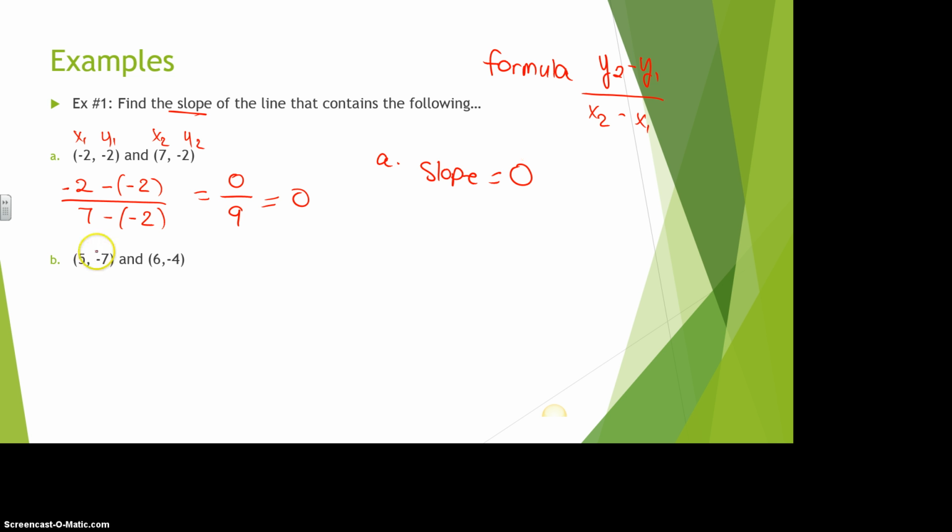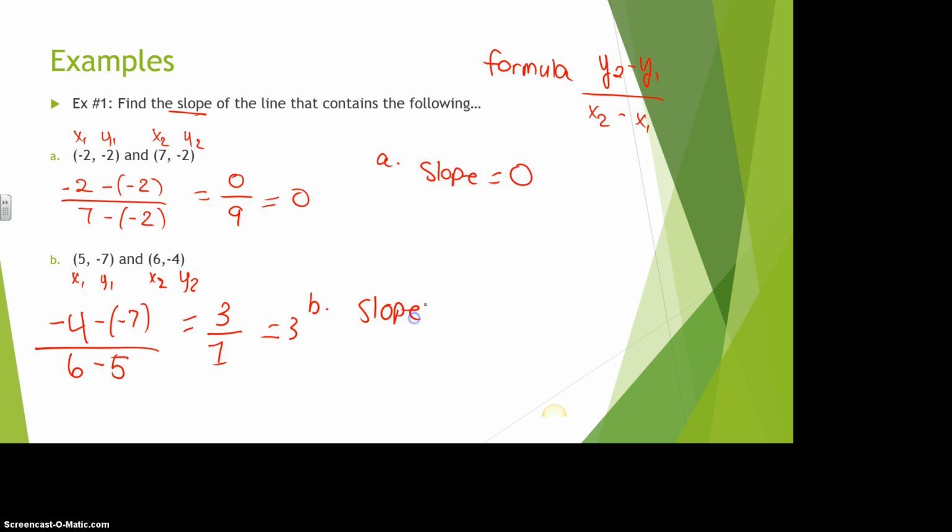My next set of ordered pairs, we're going to solve very similarly. We can label x1, y1, x2, y2. Solve by finding the slope, so I have negative 4 minus negative 7 over 6 minus 5. Negative 4 minus negative 7, or negative 4 plus 7, is going to give me 3, over 6 minus 5, which is 1. 3 over 1 is going to give me 3. So for B, my slope is going to equal 3.